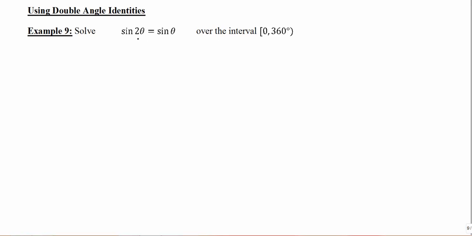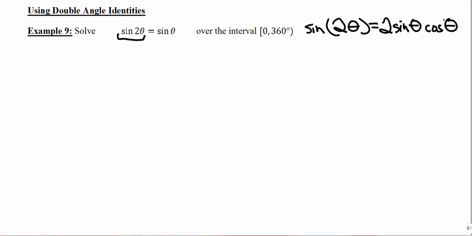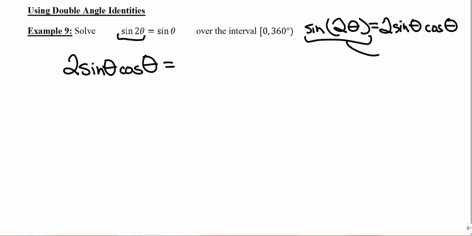Well, in order to get the input angles to be the same, what we can do is replace sine 2 theta with its equivalent as a double angle identity. So the double angle identity for sine 2 theta is 2 times sine theta times cosine theta, which is really nice because notice that within the double angle identity, sine 2 theta is equivalent to 2 functions where the input angle is just theta. So now throughout the equation, the input angle is exactly the same for all of the trig functions.